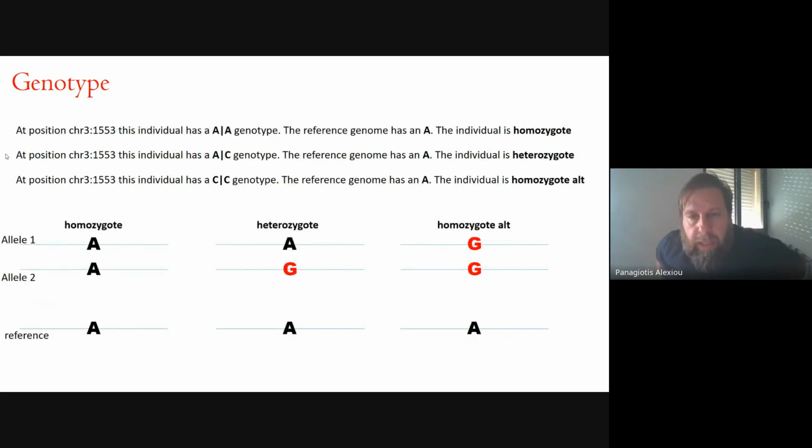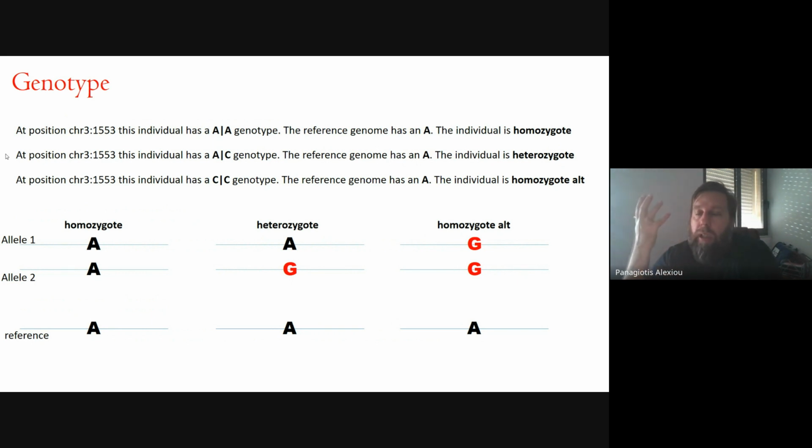So once we have experimentally measured the letters, then at each position of the genome, we can look at the reference genome, which is a consensus genome that has been created by measuring several individuals. And we can look at that exact position. Is the person we are genotyping a homozygote, which means they have the same letter from both parents? Are they a heterozygote, which means they have two different letters from the parents? Or are they homozygote alt, meaning they have the same letter from both parents, but it's different from the reference genome?